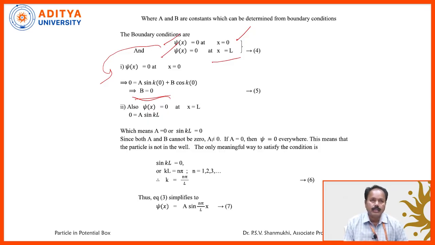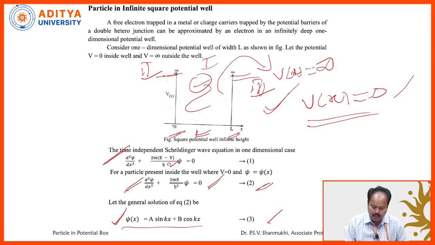That's why, how will the equation be modified? The equation will be modified as psi of x is equal to A sin kx. Again, we don't know what A is. We will determine that one later.